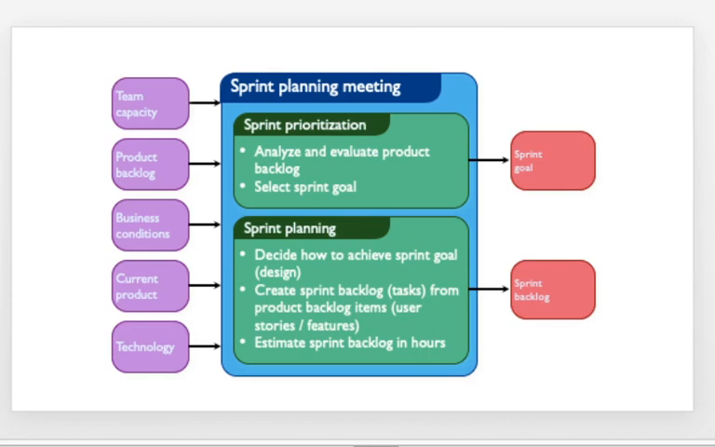So with respect to planning, you decide how to achieve the goal. Then you create a sprint backlog that is a subset of the product backlog. Then you estimate the sprint backlog in hours. Then you go for prioritization. The sprint prioritization basically analyzes and evaluates the product backlog. Then you select the sprint goal. So the output of the sprint planning meeting is the sprint goals and the sprint backlog.